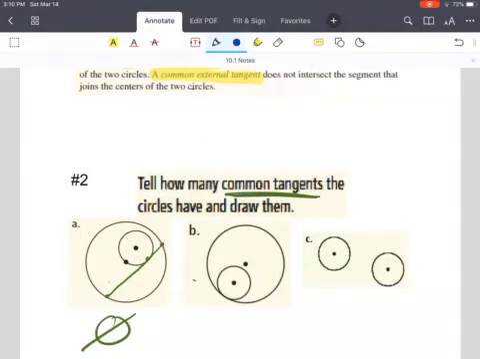In B, I could draw exactly one line, and it would be that line that is tangent to both of those circles, and so that would be our one common tangent. And then for C, we could have both internal and external tangents. So the internal tangent would be in between the two circles. So those would be called our internal tangents.